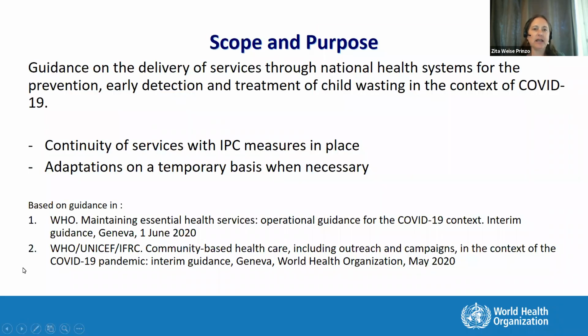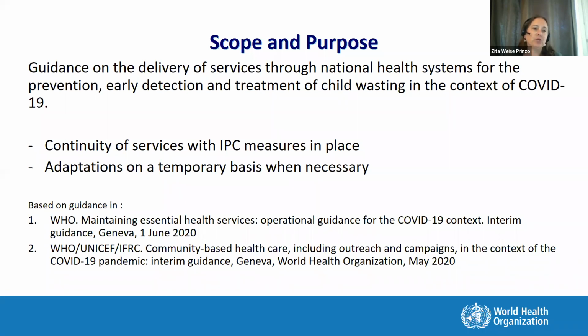So this is really a guidance on supporting the delivery of services through national health systems, as mentioned, in the prevention, in the early detection and treatment of child wasting in the specific context of COVID-19. Adaptations might be necessary depending on the transmission levels, on population mobility restrictions, on resources, on other national public health measures to respond to and mitigate effects of the pandemic.